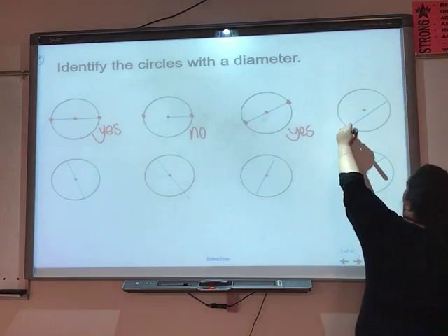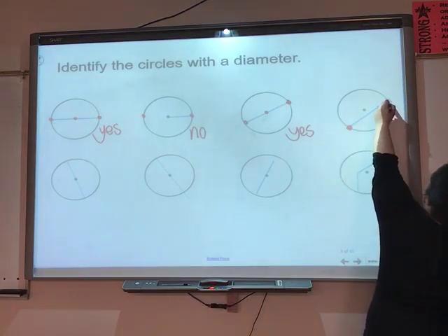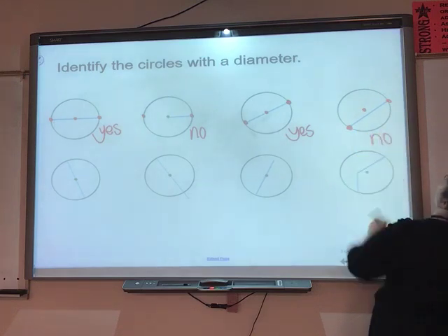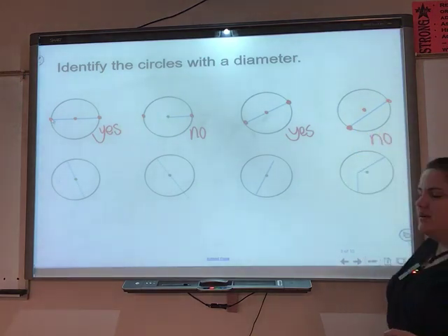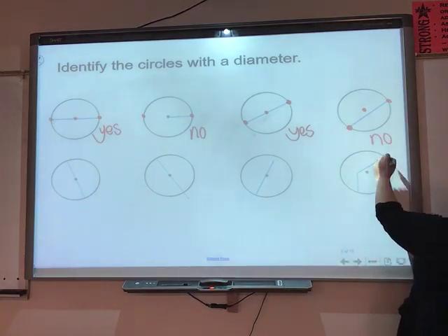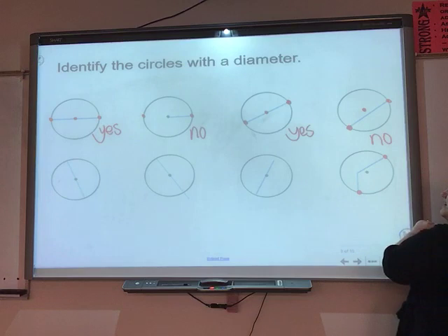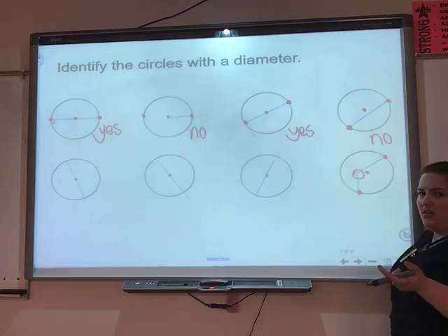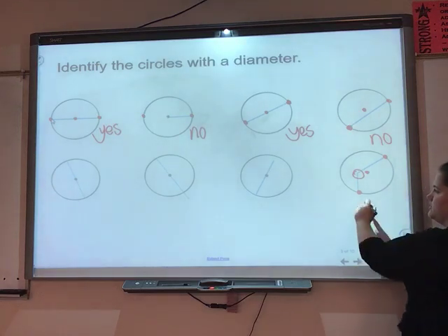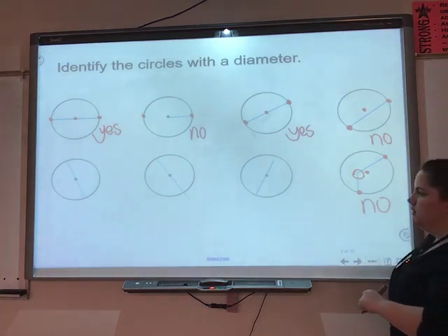Coming around here, we have an end point on the edge of the circle, end point on the edge of the circle, but it doesn't go through the center, so that one's a no. It doesn't quite work out for us. Coming down right here, end point on the edge, end point on the edge. We don't have a point in the center, and we actually don't have a straight line either. That's an angle. So that wouldn't work because of those two reasons. So this one is a no.